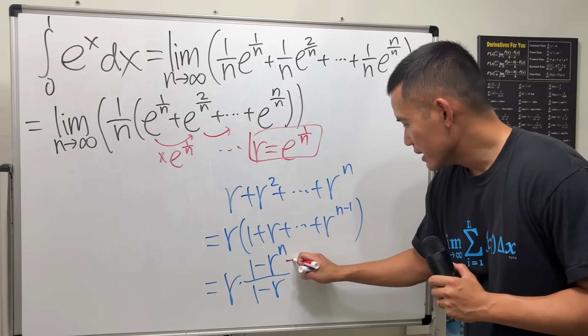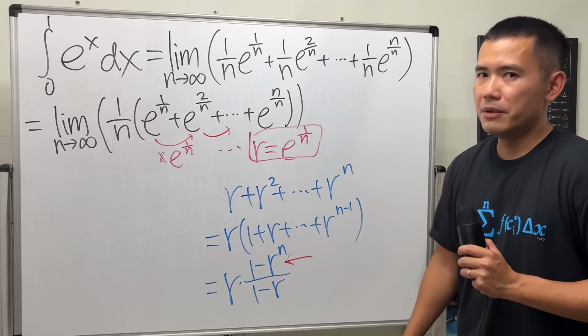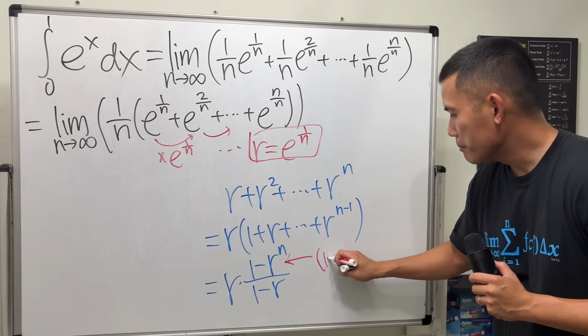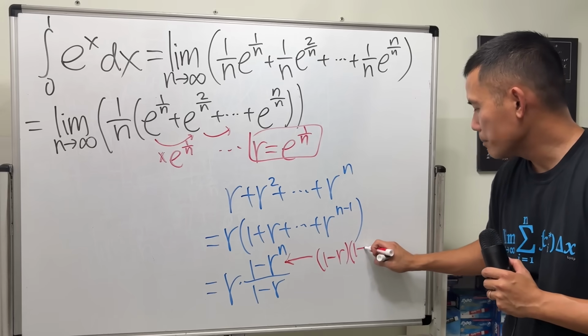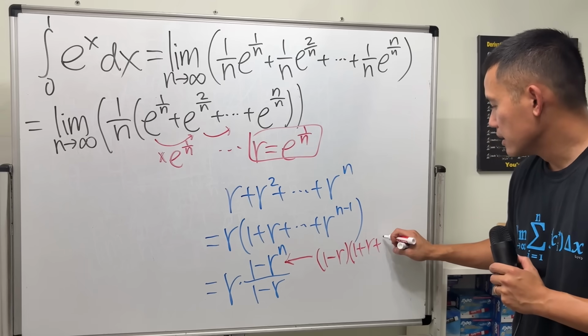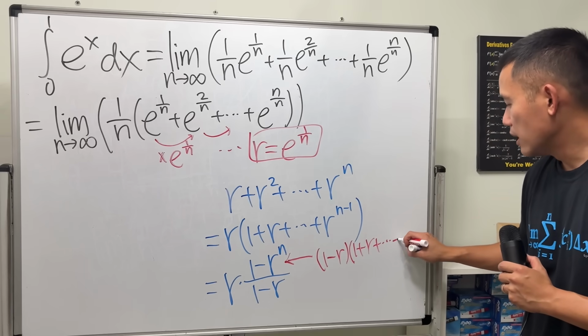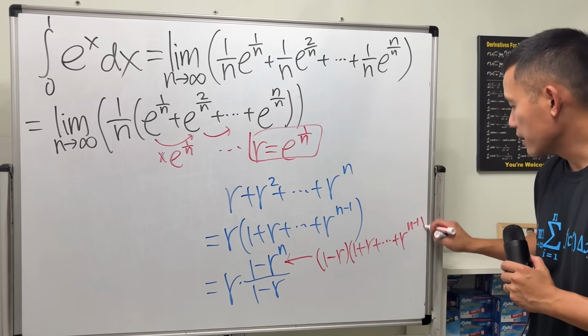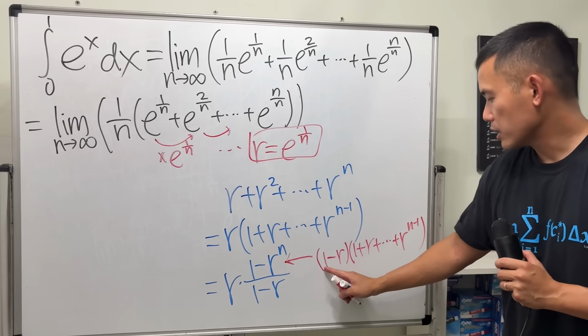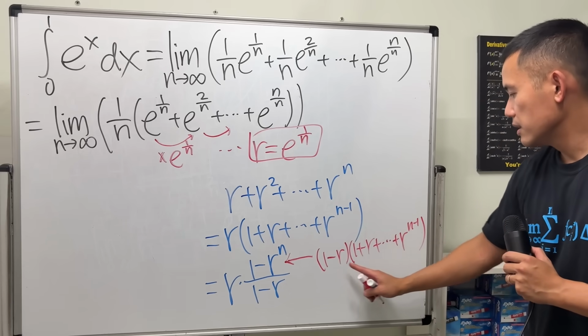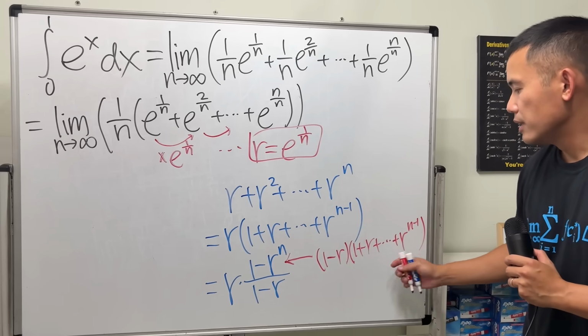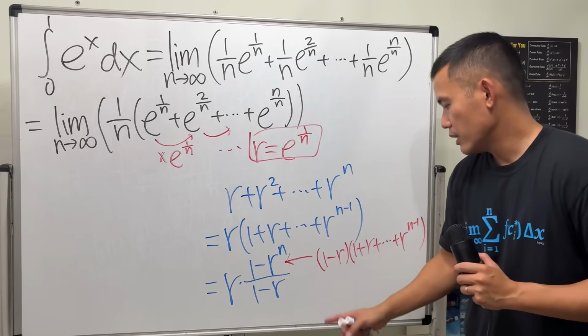Why? Because this thing on the top can be factored as 1 minus r times 1 plus r squared, and so on, so on, so on, up to r to the n minus 1. You can just try multiply it out. 1 times this, negative r times all that. You can see all the middle terms will cancel.